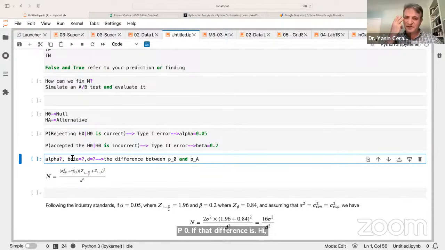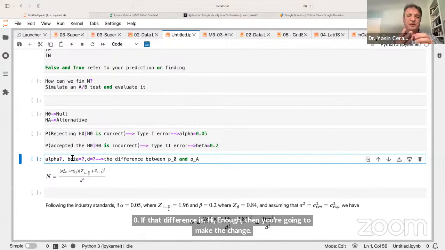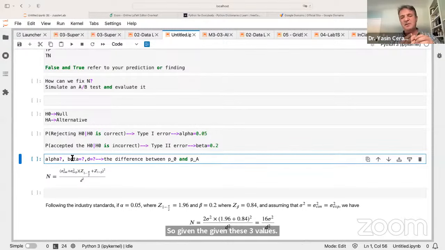So given these three values, which you decide before you run the experiment, now you are going to determine the size of the test in terms of how many people are going to be taking this test. So in this A/B test, how many people? Remember, I'm going to have two groups, group 1 and group 2, and I'm going to make them equal size groups. How many people am I going to have in total?